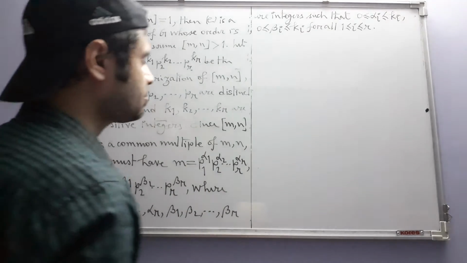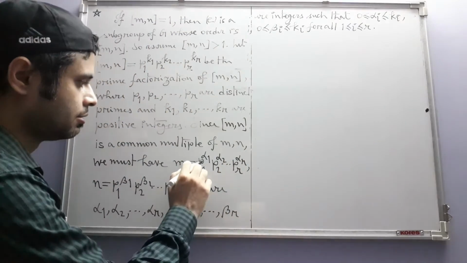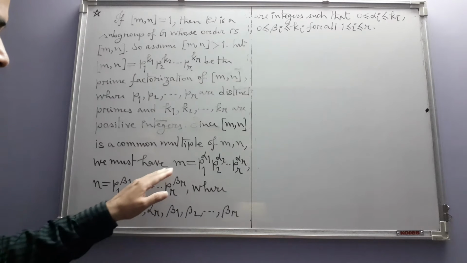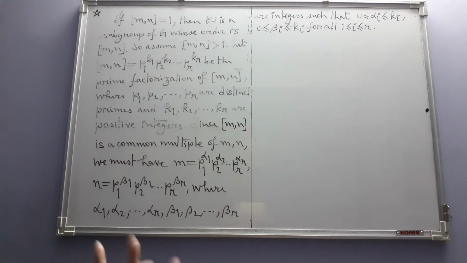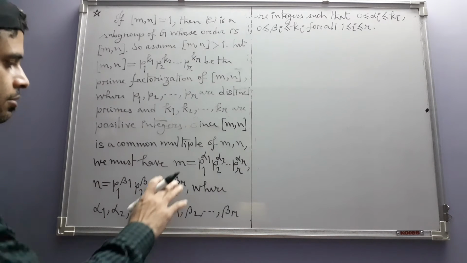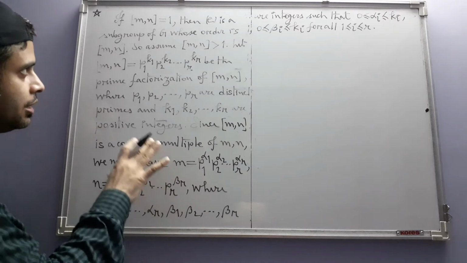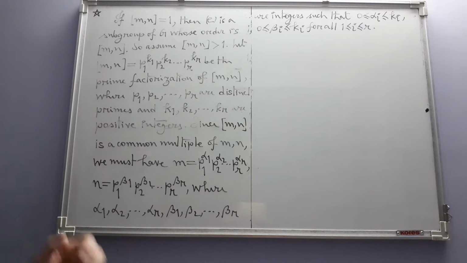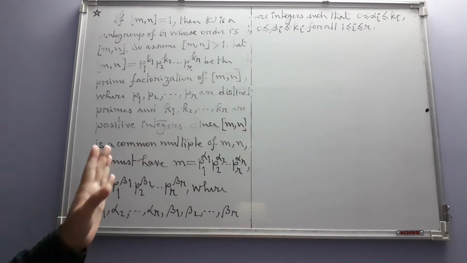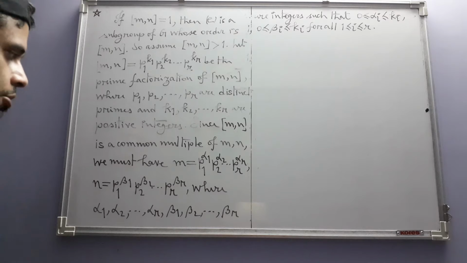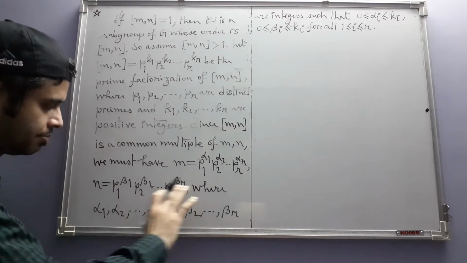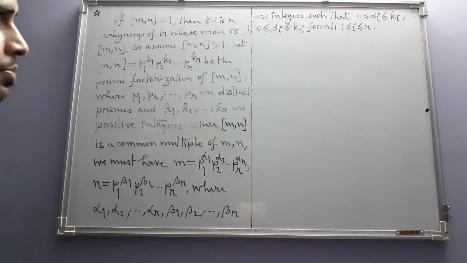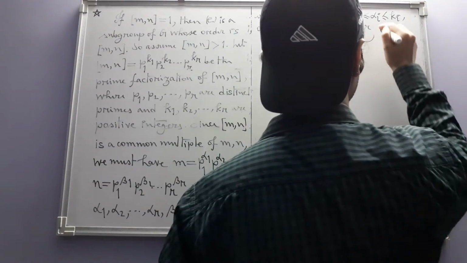Okay. Note one more thing. It may happen that all the alpha i's are 0, making m equal to 1. That is also possible. The only thing we have to make sure is that the LCM of m and n should not be equal to 1. That is, both m and n are not equal to 1. Okay, so here we have the provision for all the possibilities.